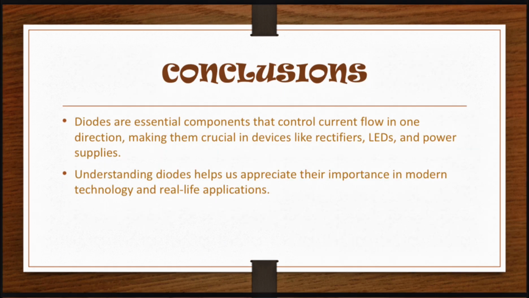So, at the end of the presentation, the conclusion that we could give is that diodes are essentially components that control current flow in one direction, making them crucial in devices like rectifiers, LEDs, and power supplies. Understanding diodes helps us appreciate their importance in modern technology and real-life applications.